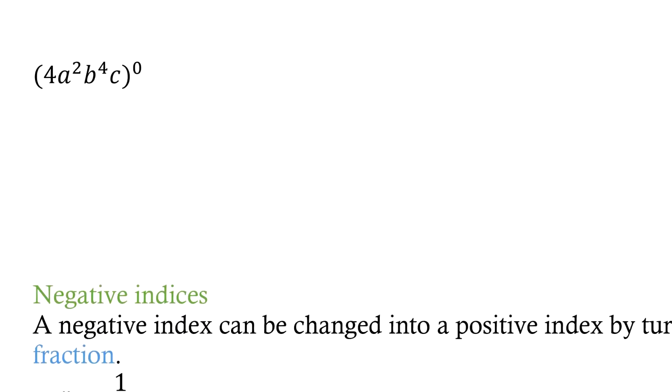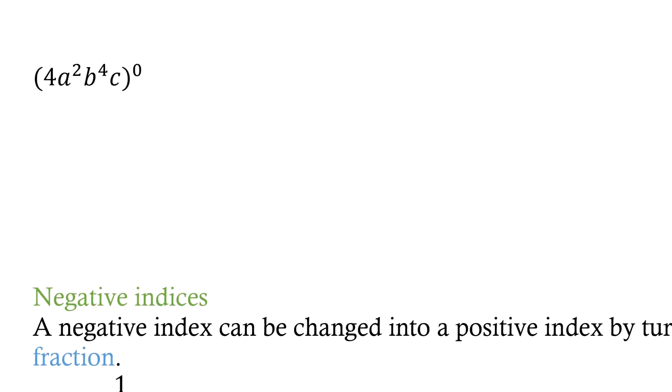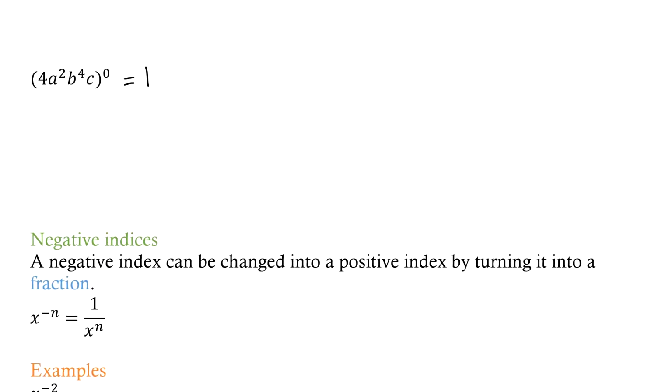So if we have a look at our next one here, we have brackets, and then inside the brackets we have 4a squared, b to the power of 4, c. And then all of that to the power of 0. Now, because there's brackets, what that is telling us is that everything inside the brackets is to the power of 0. So since anything to the power of 0 is 1, this equals 1. So it's important to note when there's brackets involved and everything is inside the brackets, your answer will be 1 in this case.